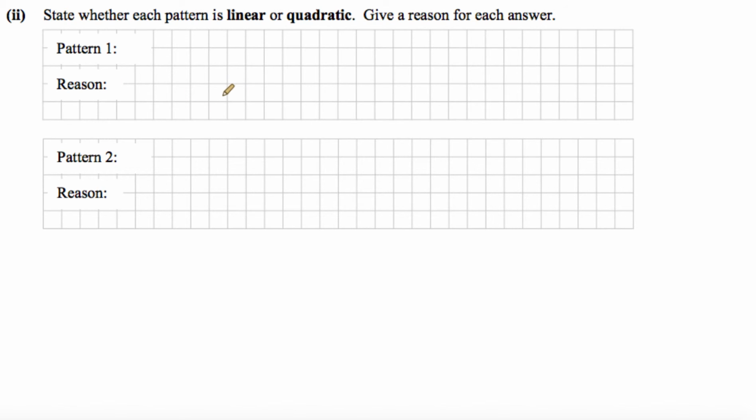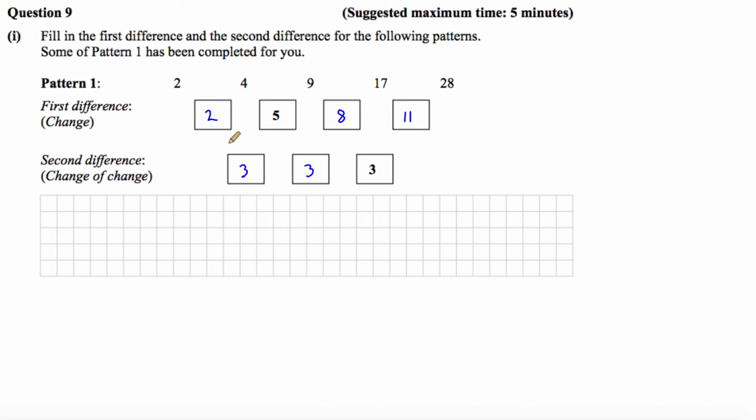And finally, part 2 says, state whether each pattern is linear or quadratic. Give a reason for each answer. So, if we go and look at, well, before we do, let's go back and look at it here.